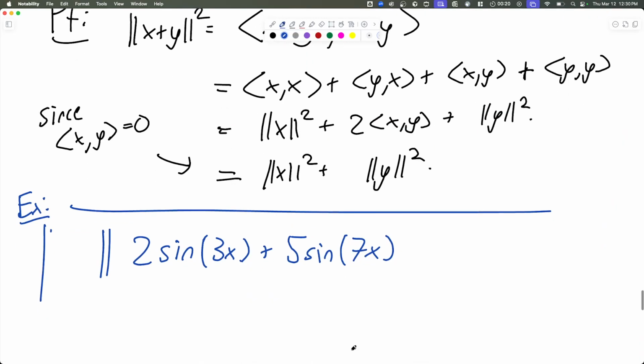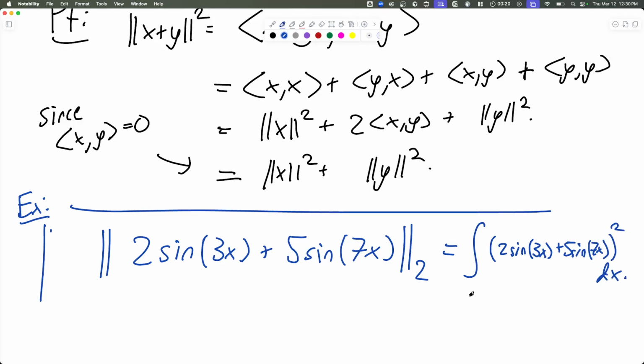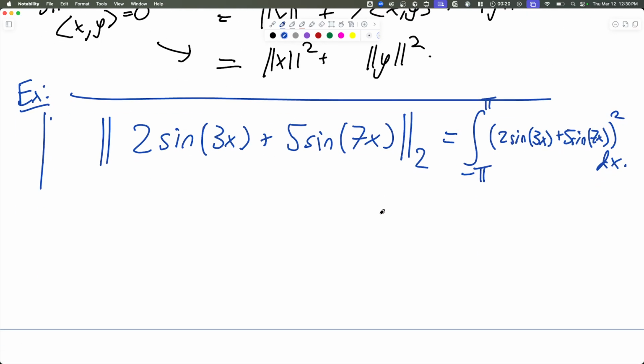Right, so they said find the L2 norm of this function, which is the integral of the thing squared. They said square it up and integrate that from minus pi to pi, please. Right? This is a headache. You've got to square it, integrate it. Oh my goodness, it's going to take you forever. But by the Pythagorean theorem, it's actually quite simple.